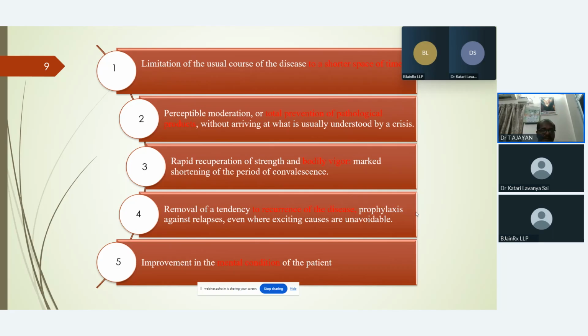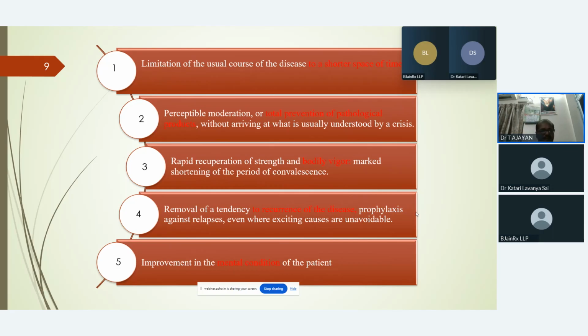In acute disease, the curing produces at least these 5 qualities. So once again, I repeat: first changes happen in the mental state, then the patient, within a short span of time after administration, retains the normal vigor, and the time duration is limited, then total arrest of the pathogenesis. That means pathogenesis is the mechanism of development of disease.